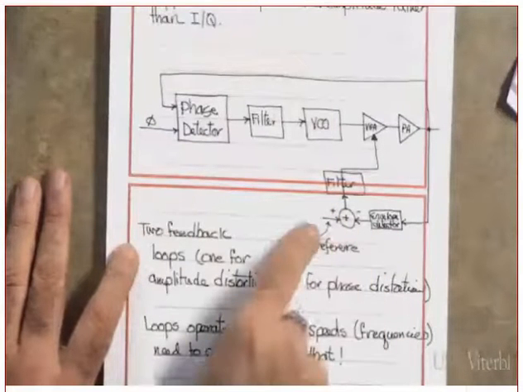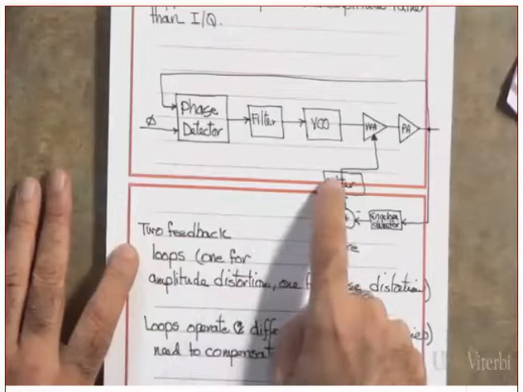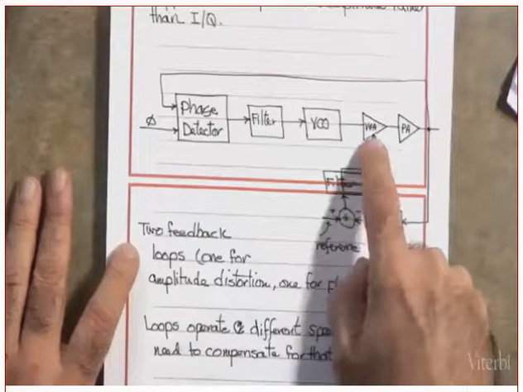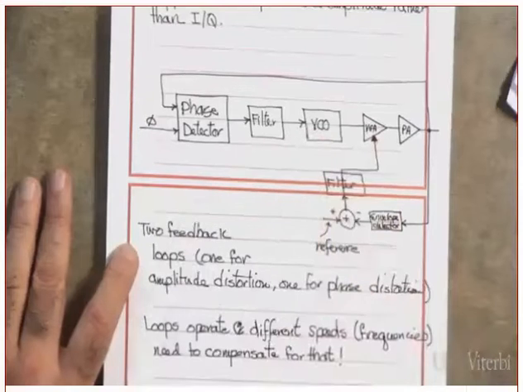It goes again with a reference. You are comparing it with the reference. The error gets filtered out, and the output will control the gain of this variable gain amplifier.